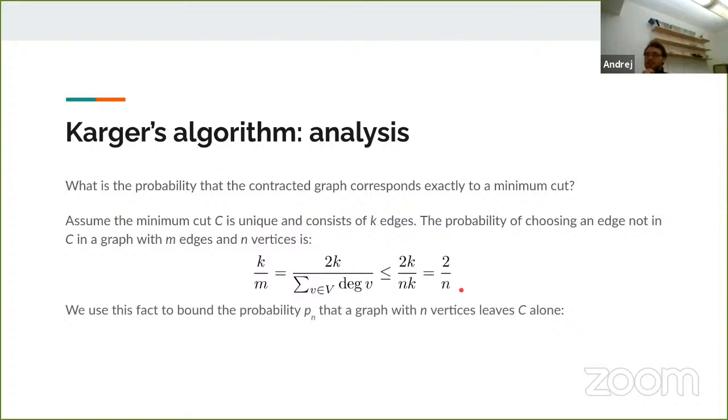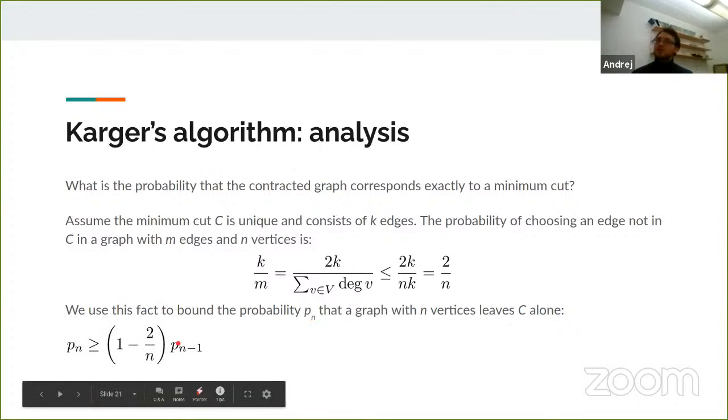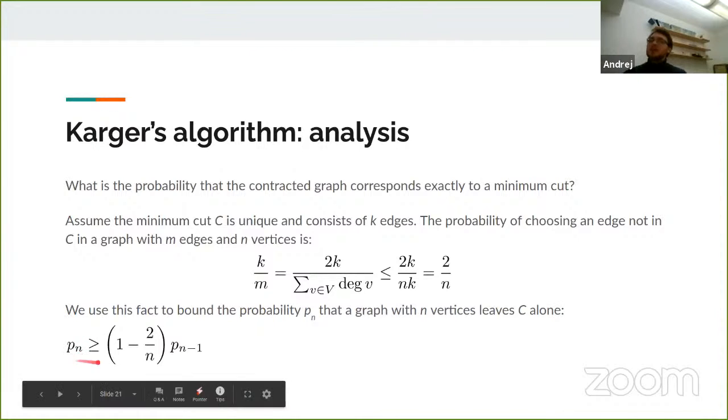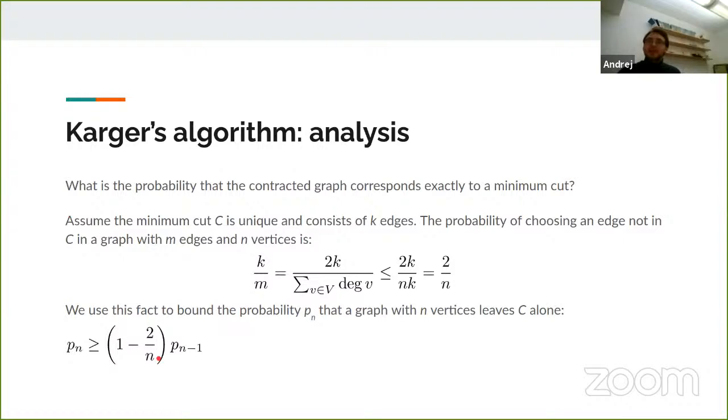And this is just in one step. So to bound the probability, Pn, that a graph with n vertices doesn't touch the minimum cut C, we use a little recurrence. And we're being also very pessimistic about these things. We say that the probability of not making a mistake with n vertices is just a matter of not making a mistake with n minus 1 vertices times not making a mistake in this next step. So this is a recurrence relation, and you can see this is a product rule. We assume that all of these steps will be independent, that we're not making a mistake in any one of them.